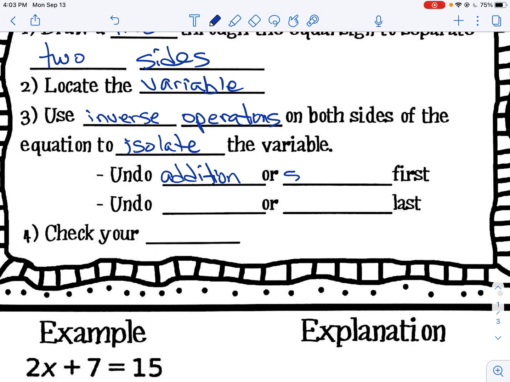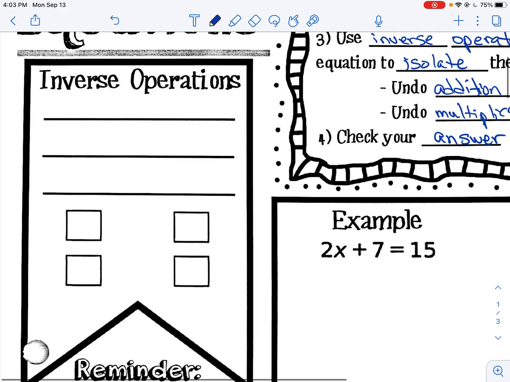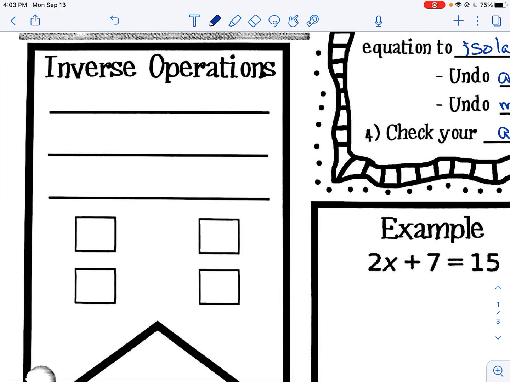Undo addition or subtraction first. Undo multiplication or division last. Check your answer. Okay. Inverse operations. It is the opposite operation.